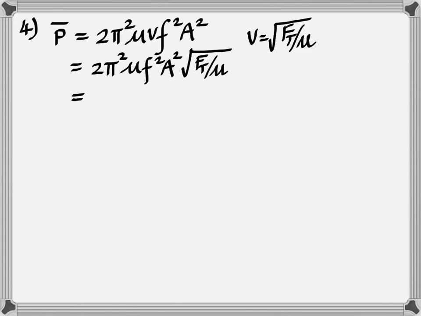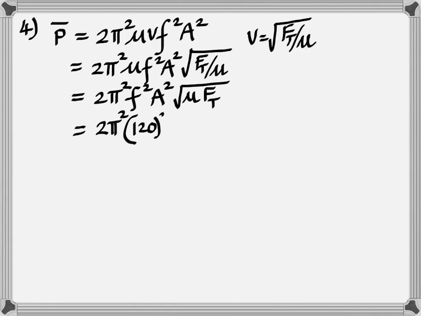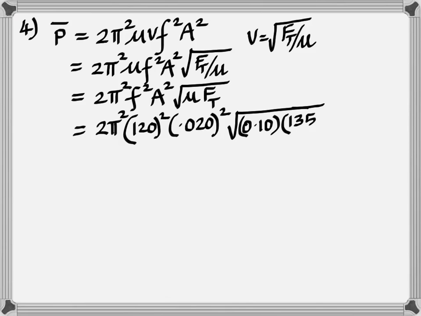Okay, I just decided to plug it into that formula in place of velocity. And then it's just a matter of putting in all those numbers. Amplitude is in centimeters. You have to change it into meters. That's why it's 0.02. Mass per unit length is in proper units. Tension is in proper units. So that is the answer.